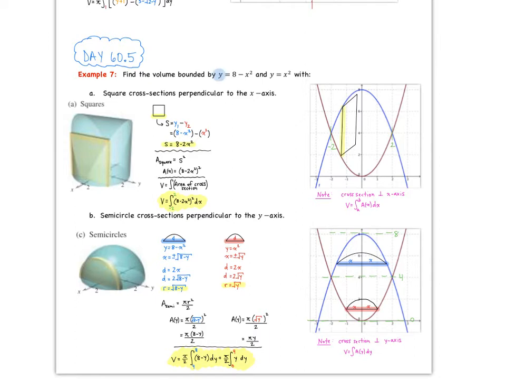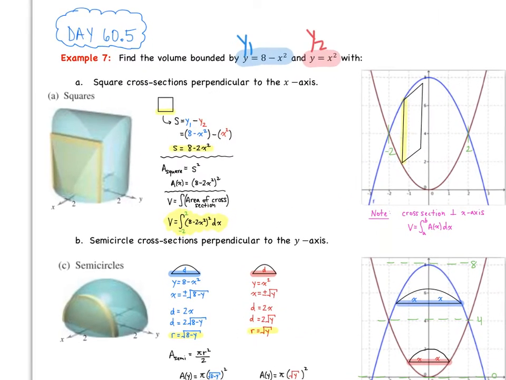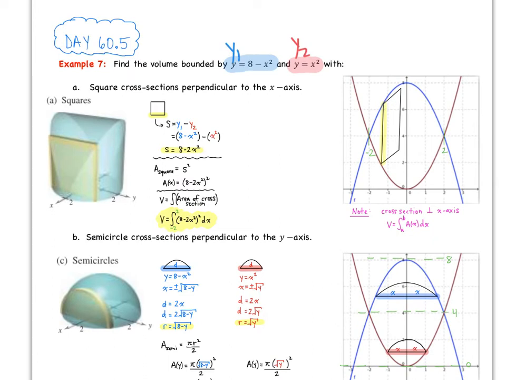So let's call this first one y1, and our second, y equals x squared, we're going to call y2 to correspond with our diagram here. This first example goes along with the fact that we're going to look at square cross sections, and the side is going to be perpendicular to the x-axis. So how do we draw that, and what does it look like? Because that's probably the toughest part.